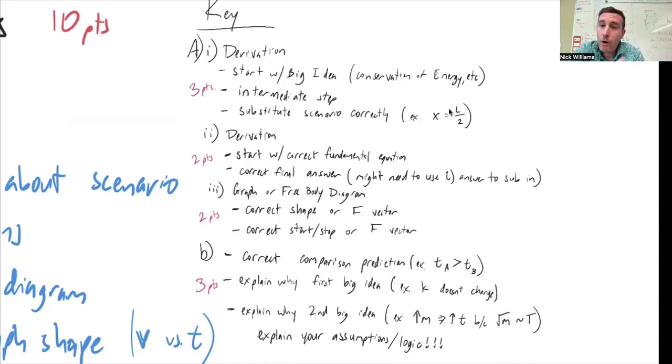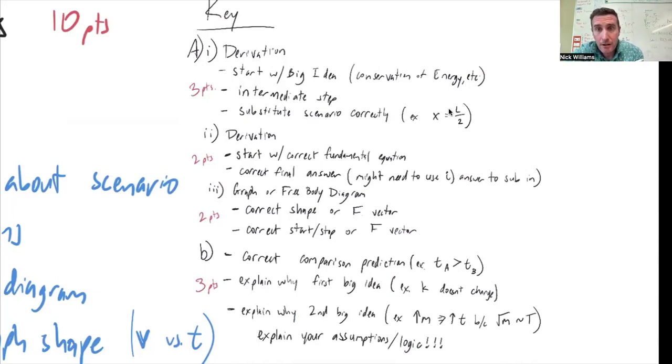So your derivation, 1 point is for starting with the big idea. They will normally tell you, starting with Newton's second law, or starting with Newton's second law in rotational form, or starting with conservation of energy. Sometimes it'll just say using a fundamental idea from your equation sheet. So start with one of those big ideas.